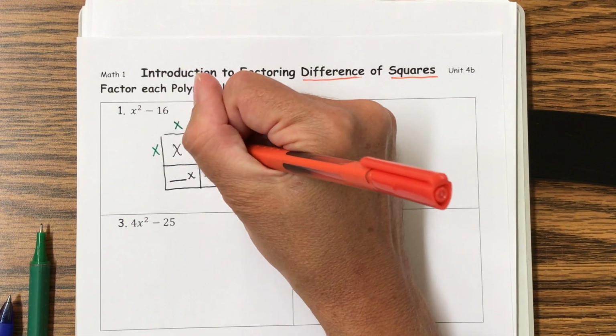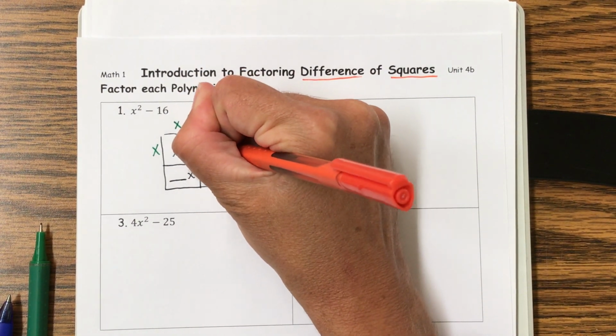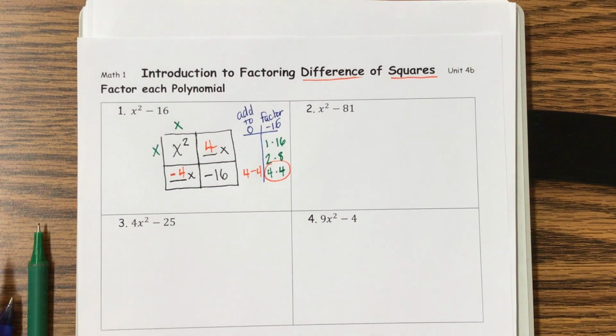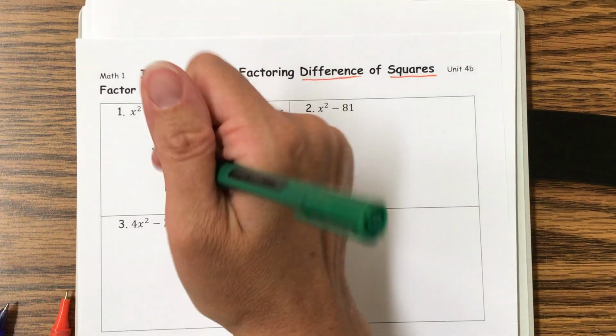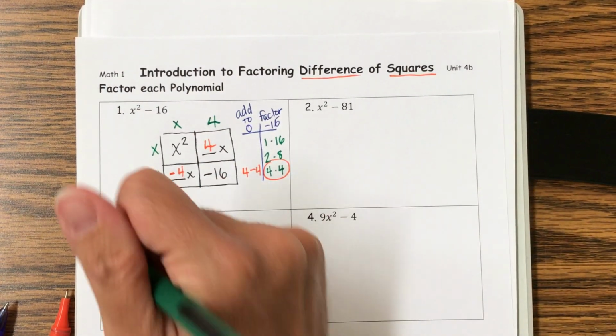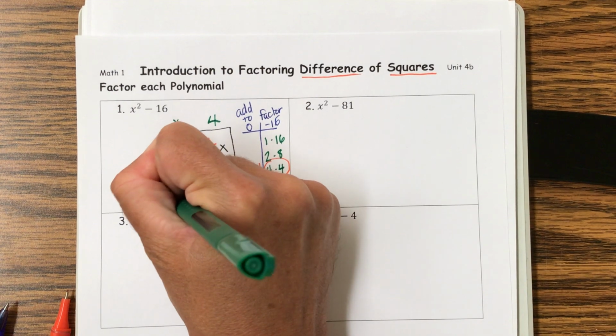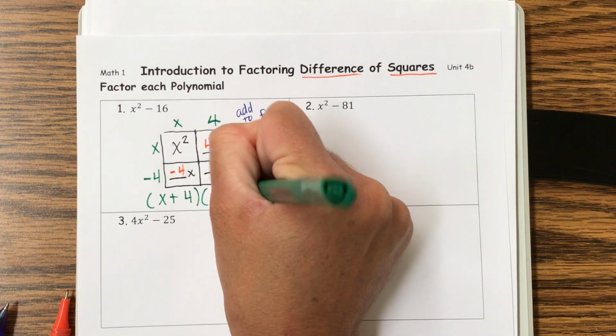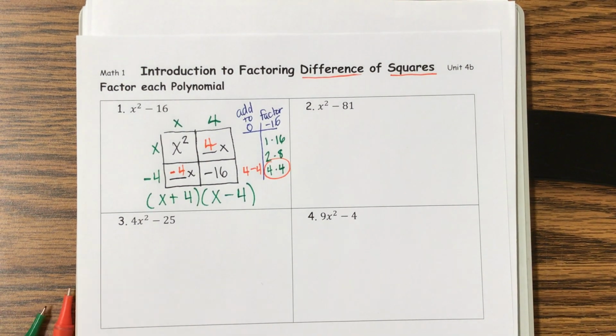So what has to happen? One of them's got to be a positive 4x, and the other one's going to be the negative 4x. And so then now I've got a negative 4 here and the positive 4 here. So I have my dimensions, x plus 4 and x minus 4. So let's take a look at the next one.